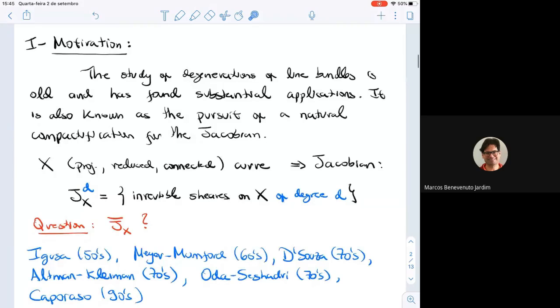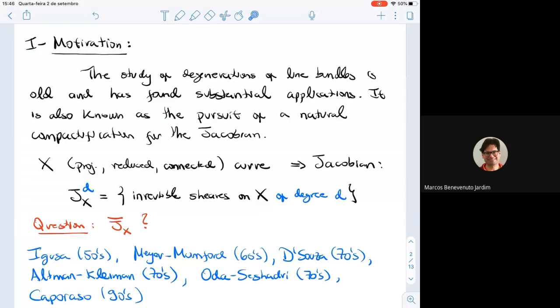So as I said, it's an old problem. Igusa was the first to study it. He studied degenerations by studying Lefschetz pencils. The singular curves that appeared were irreducible and nodal. Mayer and Mumford, as I mentioned before, suggested putting at the boundary points that parameterize torsion-free rank-one sheaves. That suggestion was carried out by D'Souza, an Indian mathematician, in the 70s, using geometric invariant theory. A few years later, Altman and Kleiman gave two different, more direct constructions of the compactification for families of curves as well, but always irreducible curves.